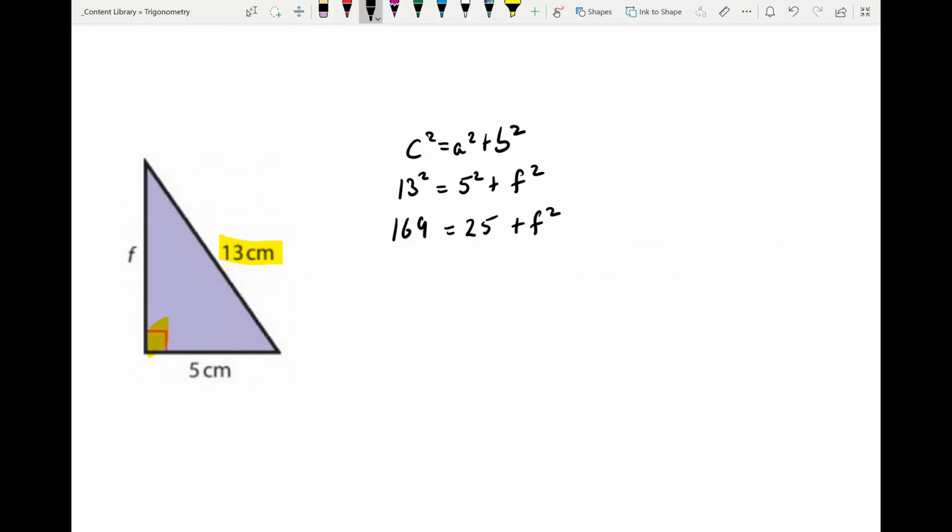I want to get f on its own to solve it, so I need to subtract 25 from both sides so that on the right I am just left with f. To get f on its own, take the square root of 144. f will be 12 centimeters.